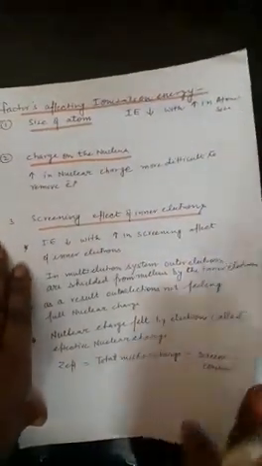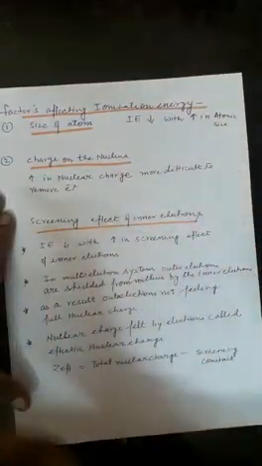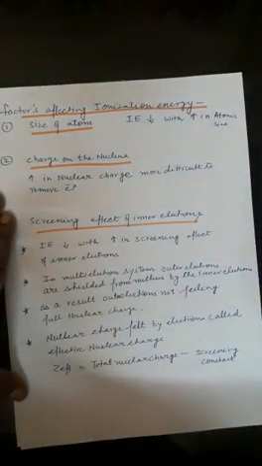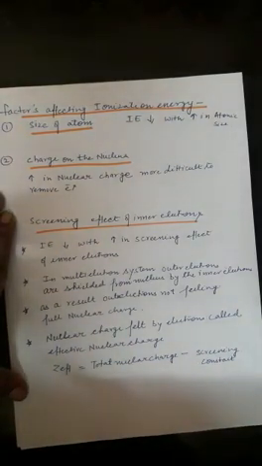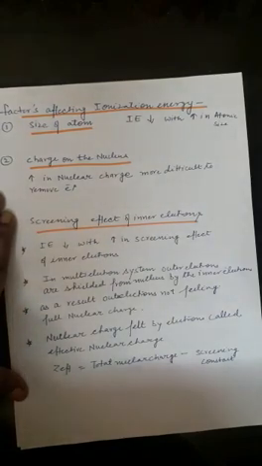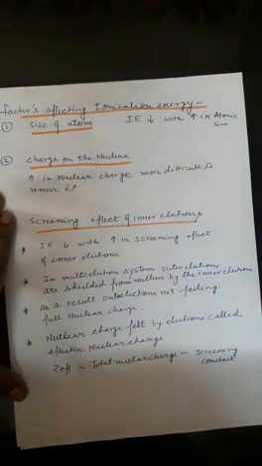See students, if the size of the atom is smaller, a high amount of energy is required to remove the electron. If the size is smaller, high ionization energy is required to remove the electron. At the same time, charge on the nucleus: if the nucleus is strong, the protonic attraction on the electron is strong and it is difficult to remove the electron.